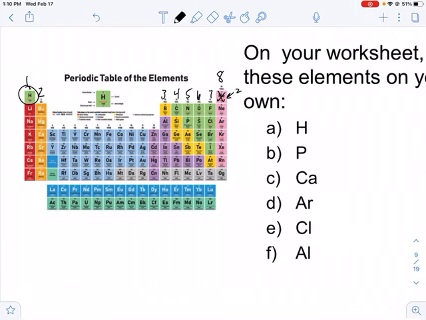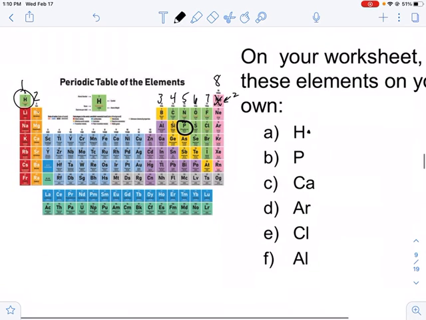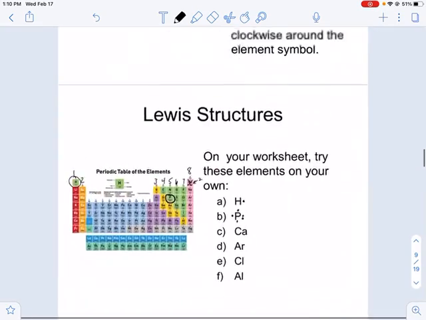Once again, hydrogen would look like this. Phosphorus is here. Once again, just count what column it's in. Oh, it's in the 5th column, so it'd be 1, 2, 3, 4, and then we come back around and pair it for the 5th. That's all you do for valence or Lewis dot structures.